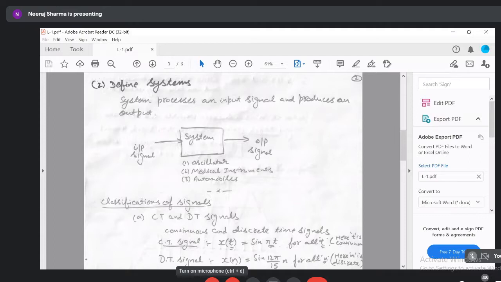But n cannot take any non-integer value. For example, it cannot be 0.1, it cannot be equal to 2 by 5, right? So n cannot take any non-integer value, whereas this t can take both integer as well as non-integer values, right? So that's why we are representing the discrete signal with the help of a mathematical symbol x as a function of n, sine 12 pi divided by 15 into n. So this signal will be defined only for the discrete instants.